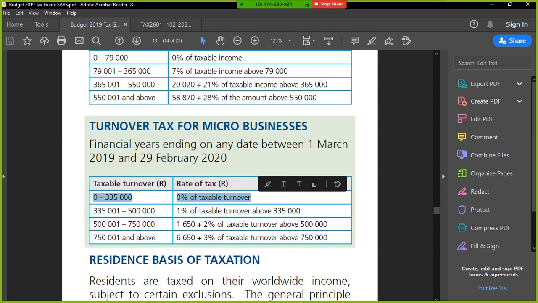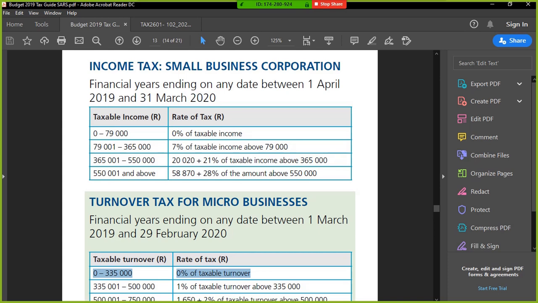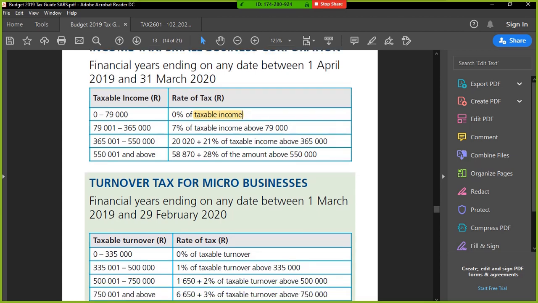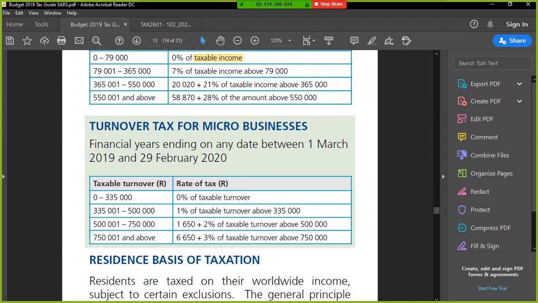But remember there's a difference here. This is turnover. Here, SBCs have taxable income. That's something to note. Remember, if it's taxable income, it's after deductions. So SBCs can make use of deductions. That's quite a nice advantage that an SBC will have over a micro business. A micro business doesn't have deductions because a micro business is only going to be taxed on turnover, and turnover relates to sales. Does that make sense?